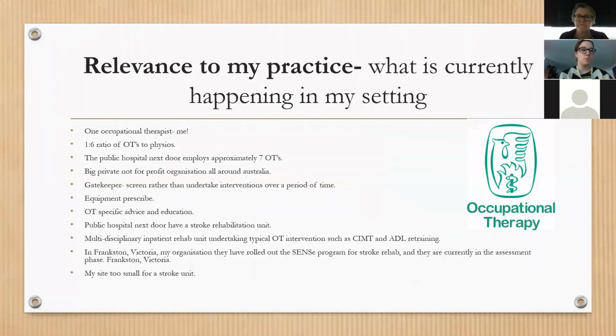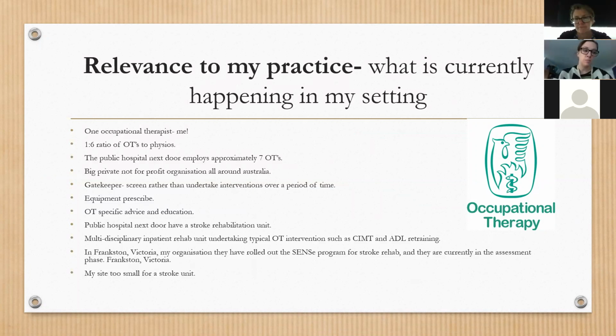Okay, so relevance to my practice, what is currently happening in my setting. Well, my workplace employs one occupational therapist, and that's me. We have a 1:6 ratio of OTs to physios. We're a small site, however, the public hospital next door employs approximately 7 OTs. We're a big private not-for-profit organisation all around Australia. And as the only OT, I'm kind of a gatekeeper. I screen rather than implement interventions, other than equipment prescription, and I give OT specific advice and education.